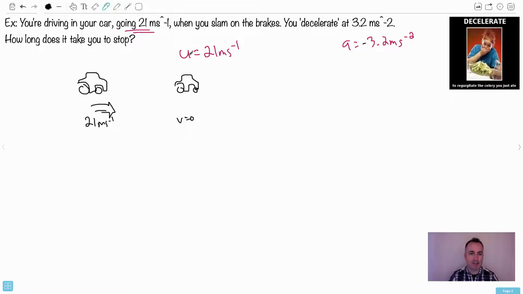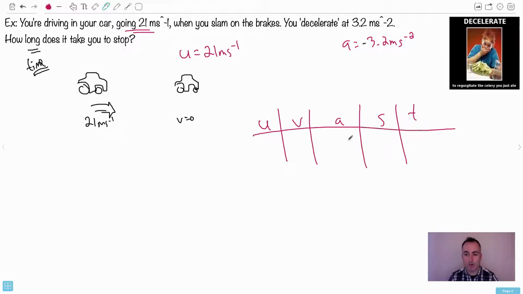I like to just make my initial speeds in the positive direction, and anything that acts opposite to that, I just throw a negative in front. So how long does it take for you to stop? How long? That implies a time. So this is what we're looking for here. So what I'd like to do then is just show you that whole UVAS thing, or SUVAT, or whatever you like to do here. I just put in what I know and what I don't know. This helps me to pick which equation I should use. So U, the initial speed, is easy. It's 21. It's meters per second, so it works.